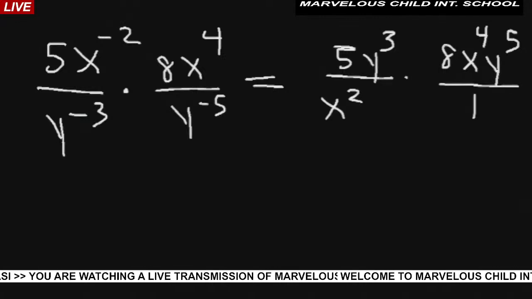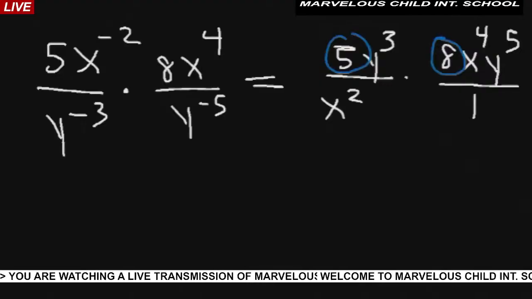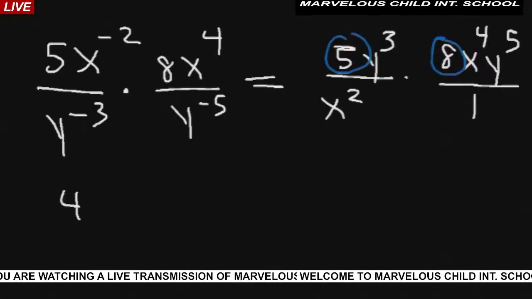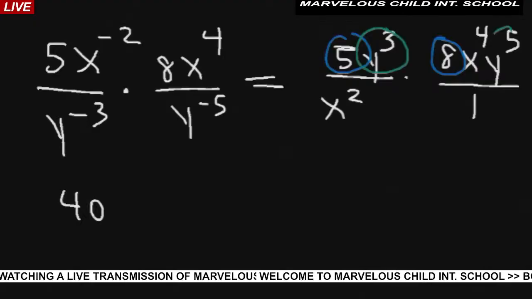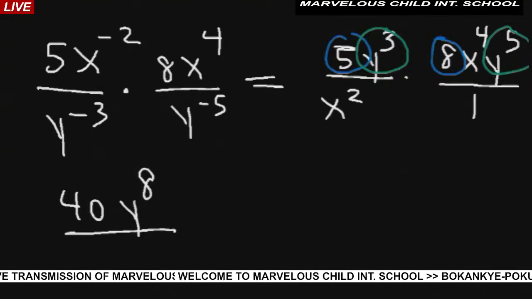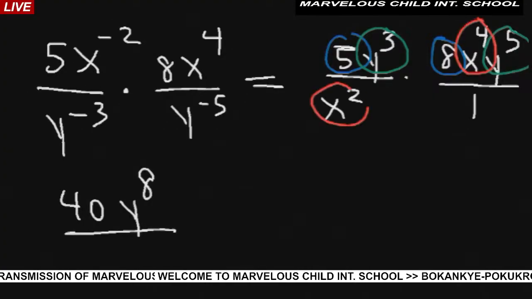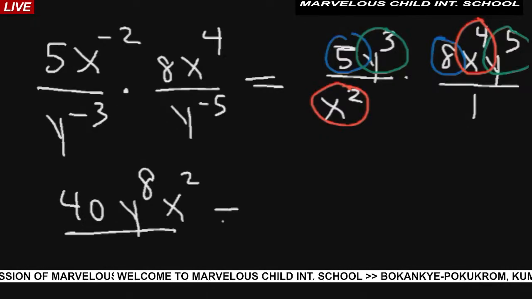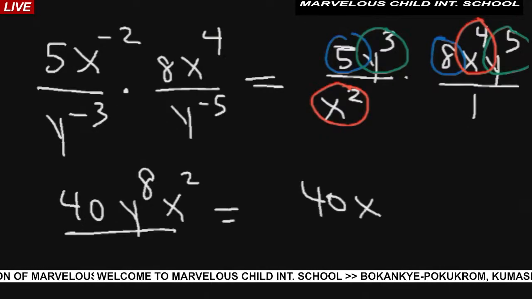So now let's multiply across. 8 times 5 is 40. And y cubed times y to the fifth, we need to add the exponents. It's going to be y to the 8, since 3 plus 5 is 8. And for the x variables, we need to divide. x to the 4 divided by x squared, that's 4 minus 2, so it's simply 2. So the final answer is 40x squared y to the 8.